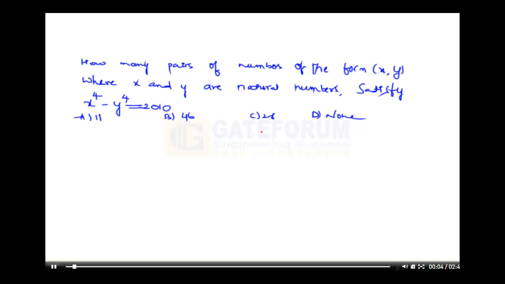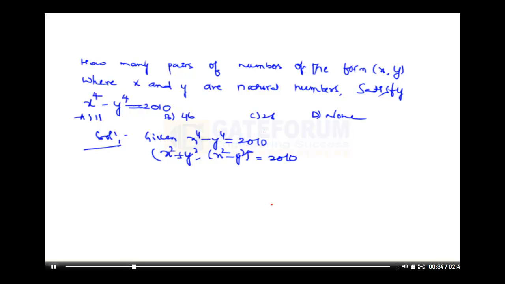The number of pairs of the form x comma y, where x and y are natural numbers, satisfying x to the power of 4 minus y to the power of 4 equals 2010. What is given here? x to the power of 4 minus y to the power of 4 is equal to 2010. Now it can be written as (x squared plus y squared)(x squared minus y squared) equals 2010. Here we take case 1.